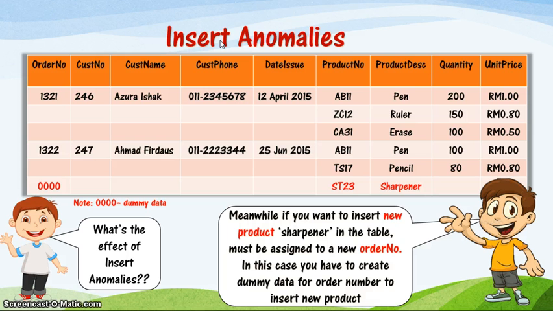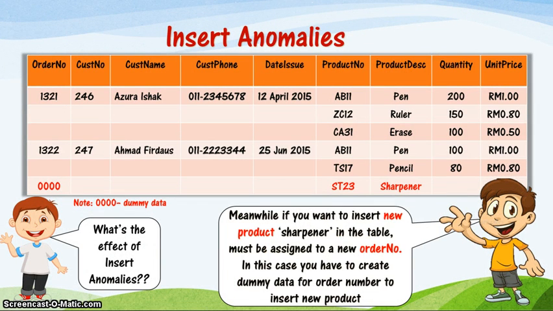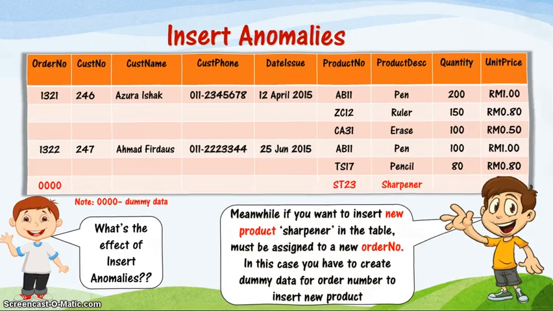Previously, it was about updating. Sorry, I go back to update. The simple way to say it: if you want to change A, you need to change all instances of A. If you want to change AB11, you have to change all instances of AB11. Okay, this is for update. Insert: to insert A, you must insert B. To insert a sharpener, you have to insert an order number. Since it doesn't have any order, you have to create dummy data for the order number. This is the example of insert anomalies.